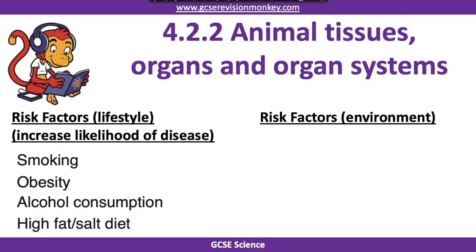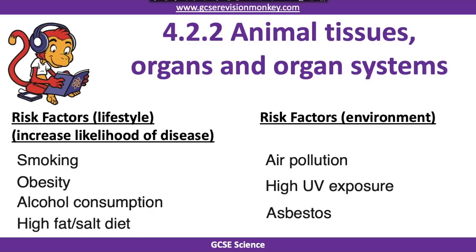And risk factors for the environment could be things such as air pollution where you live or where you work, how much UV exposure you're getting, for example, if you had a job where you're always working outside, and perhaps something specific, for example, if you have a job working with asbestos, which is a chemical that can cause a disease called asbestosis. So having these risk factors can increase your chances of certain disorders. So it's important for the exam that you're just made aware of a few of these. So I'll run through a few now.